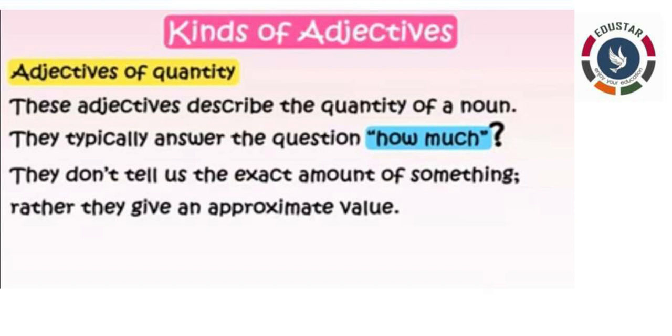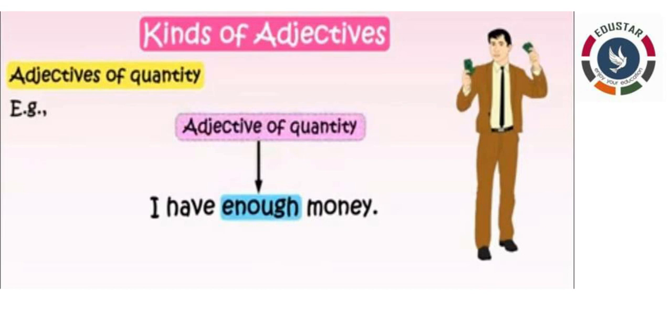Can we see the examples now? I have enough money. How much money does he have? He has enough money. The answer is enough. So, enough is the adjective of quantity and it tells us about the approximate money the subject has.